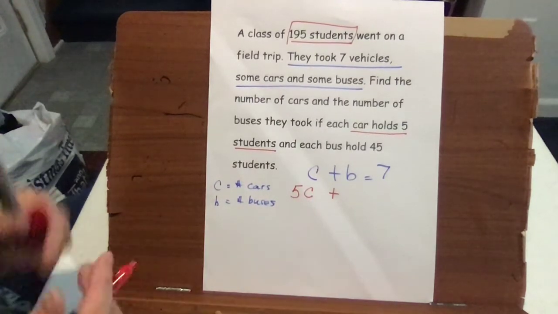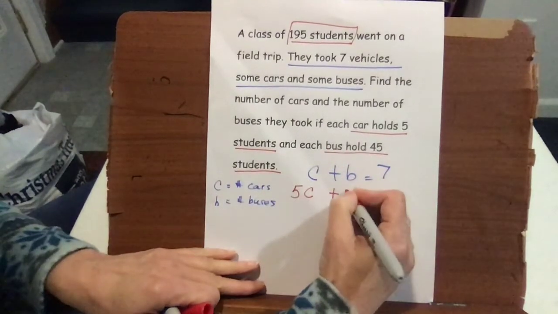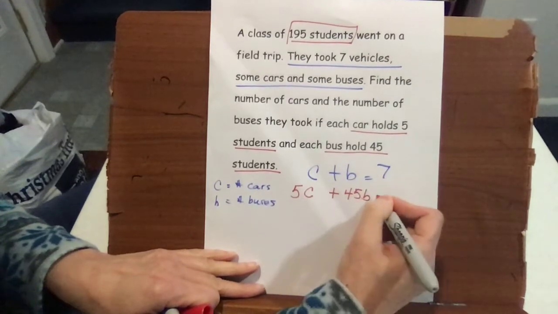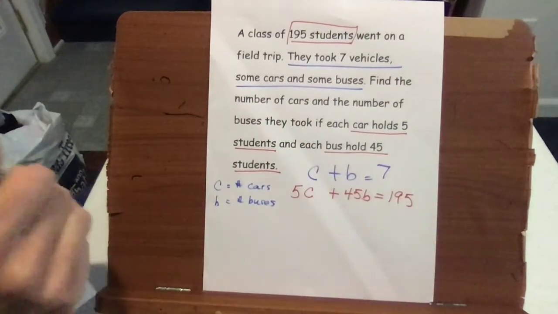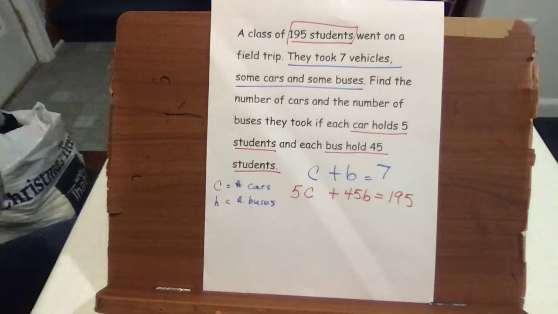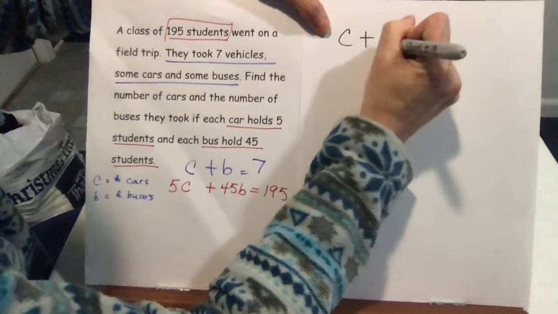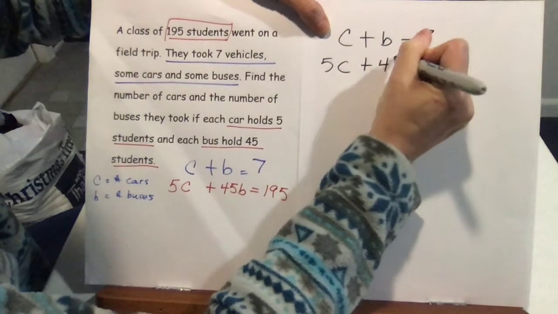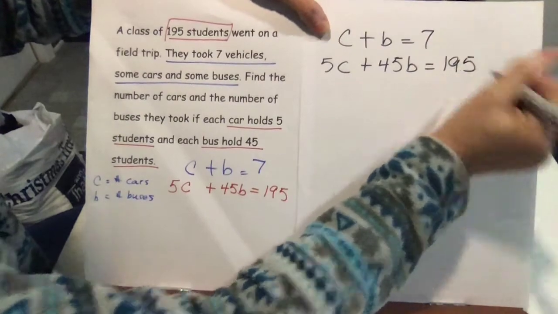All right, now we're going to focus on buses. Buses hold 45 students. So 45 students per bus. 1 bus, 45 students. 2 buses, 90 students, and so on. And we know that there's 195 students that go. All right, so now we've got our system of equations. I'm just going to rewrite it here so it's a little larger to see. So cars and buses equals 7 total vehicles. 5 students per car plus 45 students per bus equals 195 students.